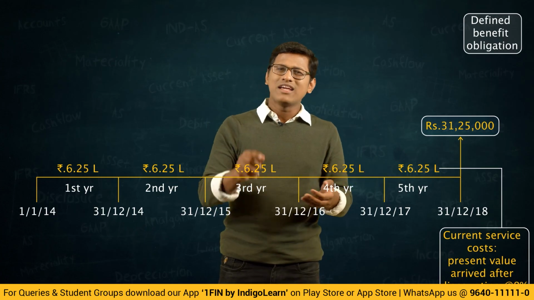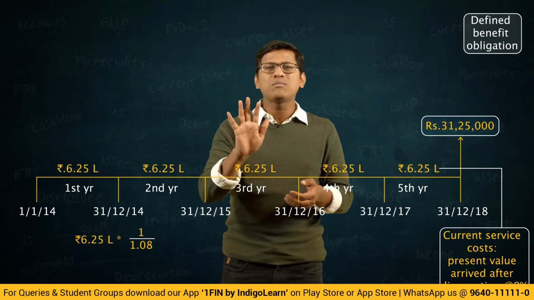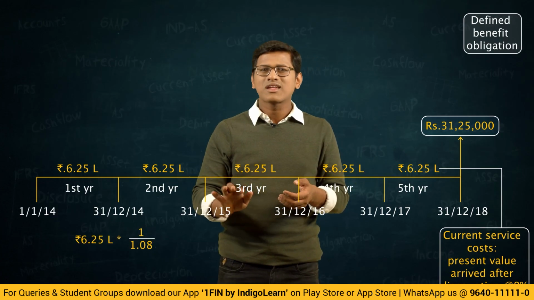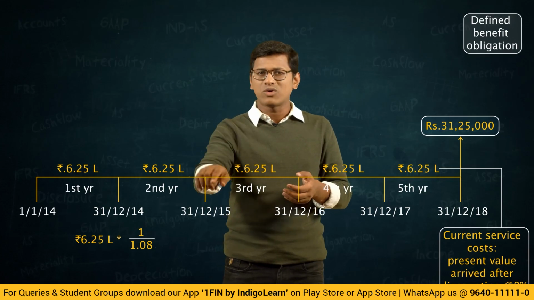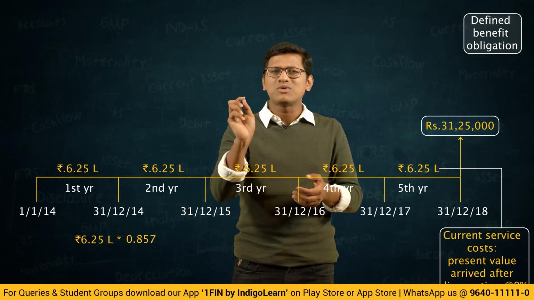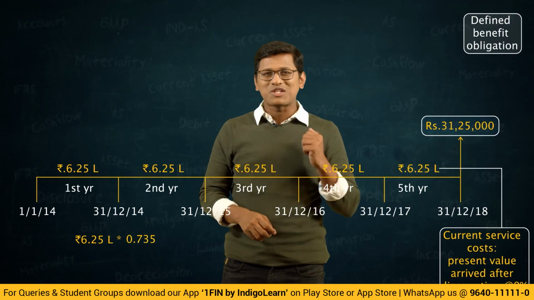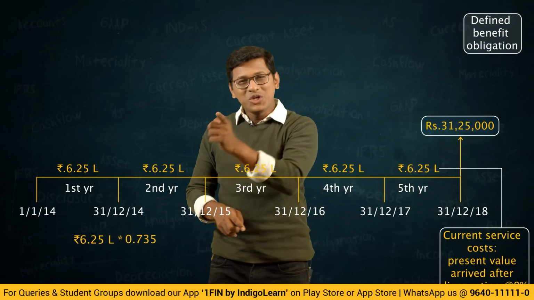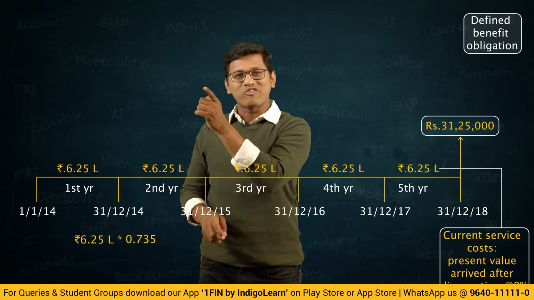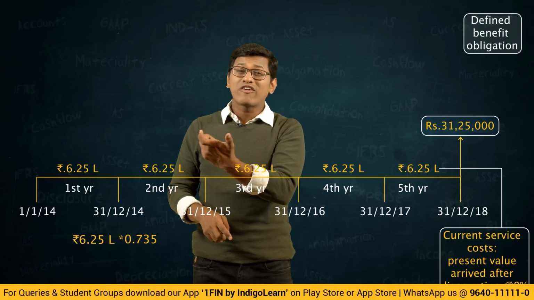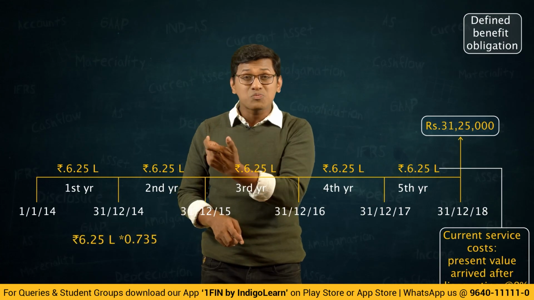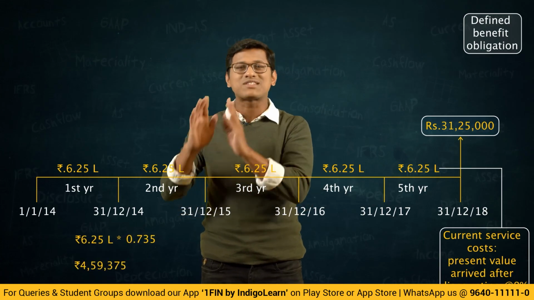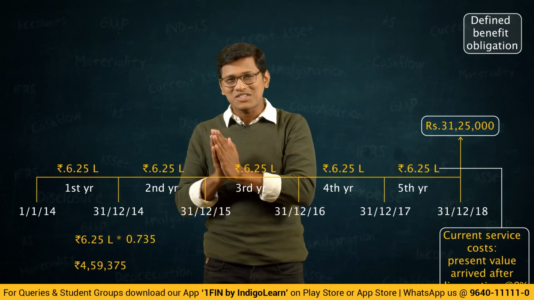So simply 1 divided by 1.08, press is equal to, on the calculator 4 times, is equal to. You will get the present value factor. Multiply that with 6,25,000, you will get the present value of cash flow, which you have to recognize as an expense and a liability in the first year, right? That is the current service cost.